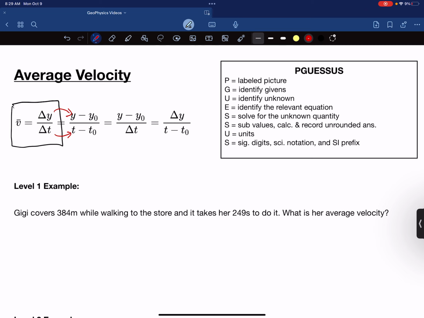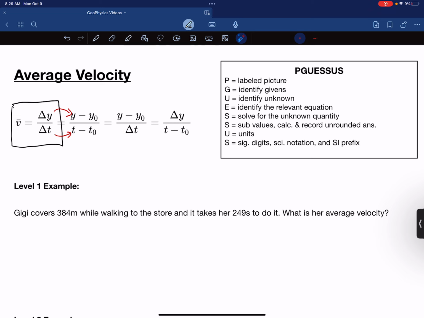So we have our definition, delta y over delta t, which is always true in every situation, and we can define it more specifically with y minus y naught, and the time interval we can define as t minus t naught. What we see across the top is the change in position is y minus y naught, and that is equal to delta y. So all of these terms in the numerator are equal to each other. Similarly, in the denominator, we have delta t. The time interval is t minus t naught, and that is equal to delta t.